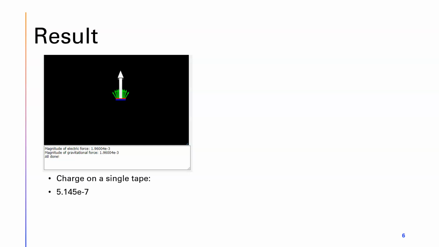And this is true because we know from the experiment last week that the tape was at rest when we calculated the distance that it needed to be levitating or repelled. So since there's no acceleration, or it's not moving, we can confirm that there would be a net zero force on this. And because we have no other forces that we're factoring in, these two magnitudes should be equal to each other. And then all the green arrows are the electric field of each bit of the tape. And then the charge of a single tape is 5.145 e to the negative 7 newton coulombs.